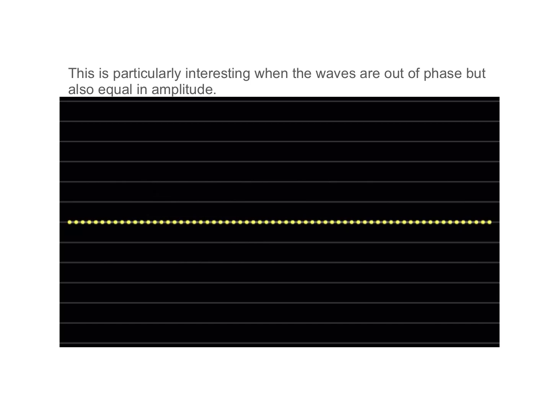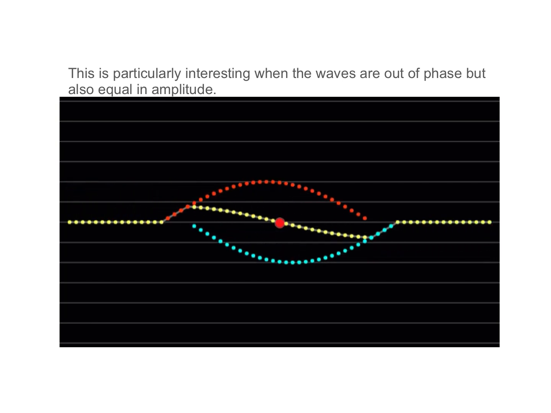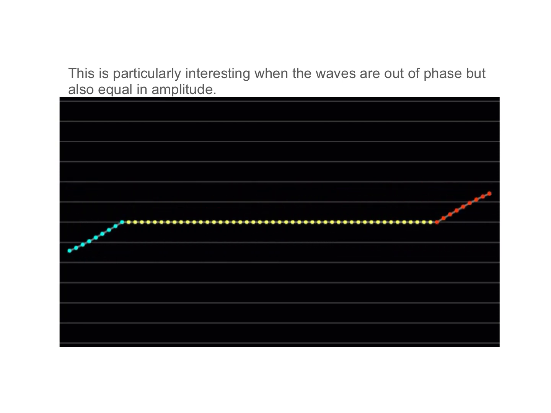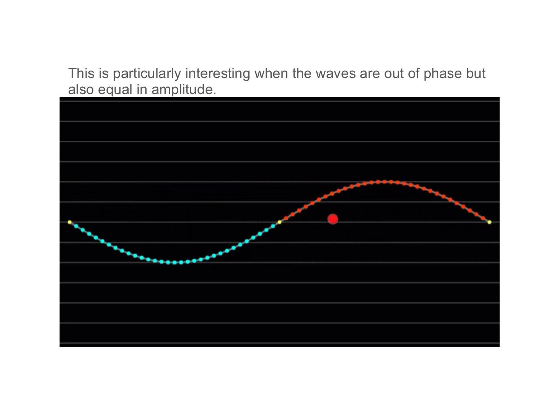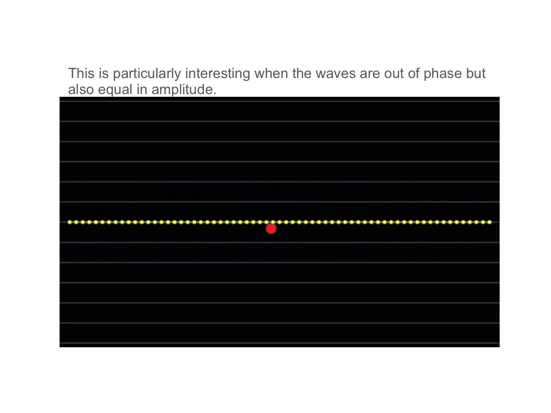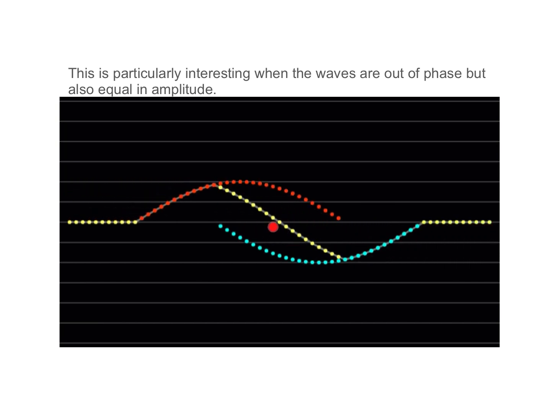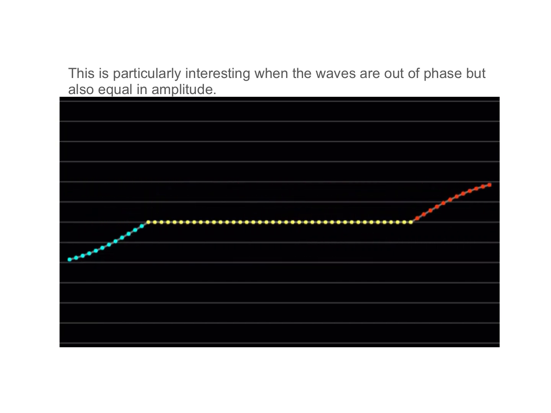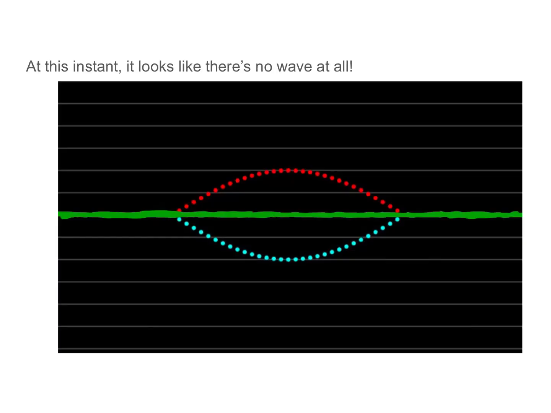This is particularly interesting when the two waves are out of phase, but happen to be equal in amplitude. So we can watch here, because of what happens in the middle. In the middle, they start canceling out exactly, and there's a moment where they've canceled out completely. Also keep your eye on that point. It never moves. The two waves happen to pass and are always opposite at the moment we're at that spot. At the instant they exactly overlap, it looks like there's no wave at all.